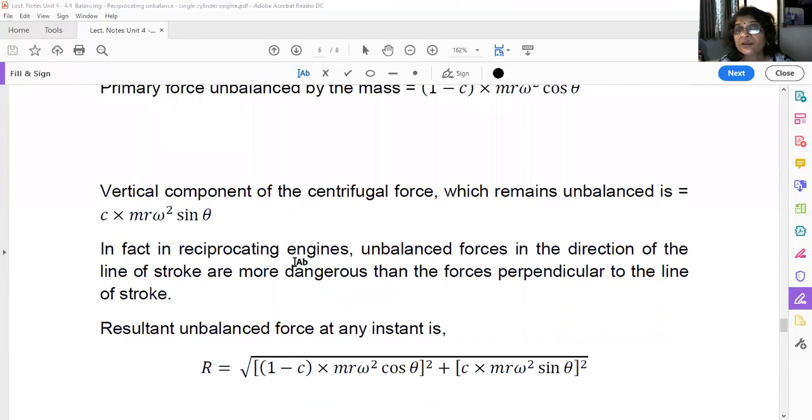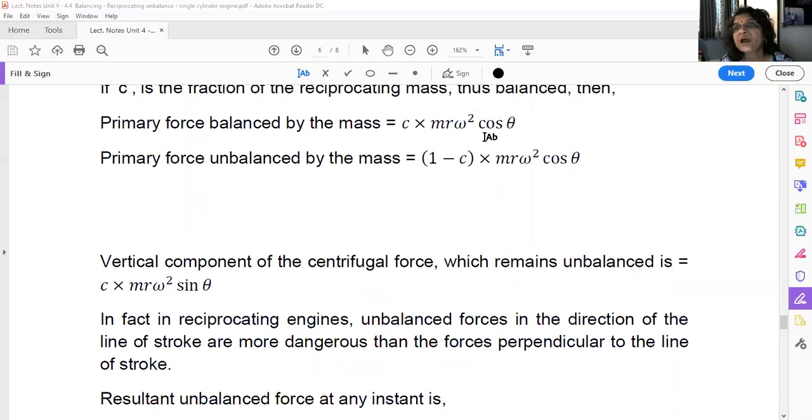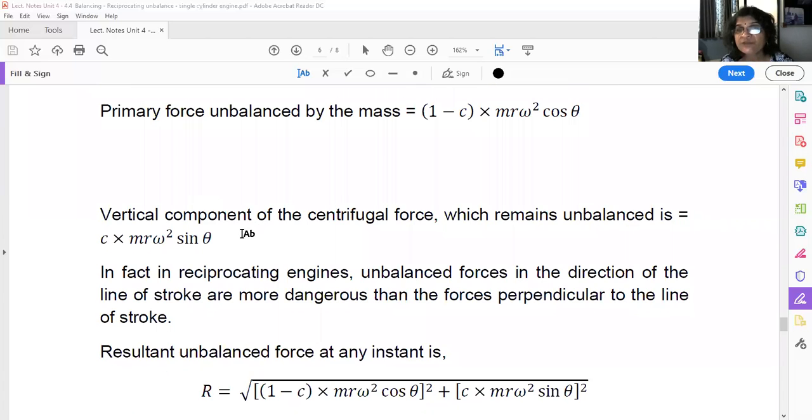In fact, in a reciprocating engine, unbalanced forces in the direction of the line of stroke are more dangerous than the forces perpendicular to the line of stroke. That means this vertical component MR omega square sine theta is less harmful in vibration than the component along the line of stroke. That's why we try to balance this component. It means we are partially finding the golden mean between these two.